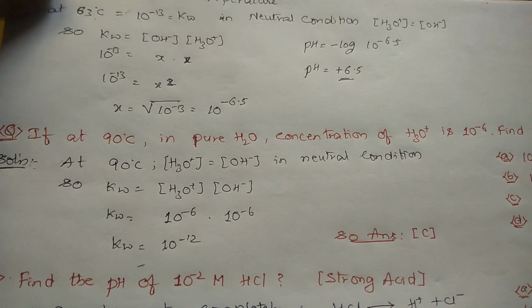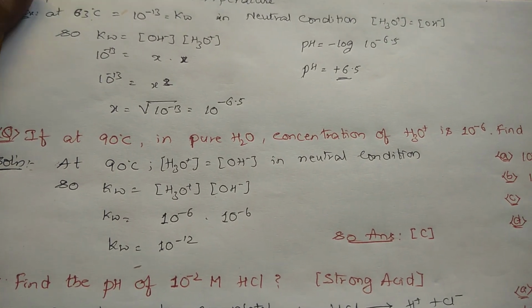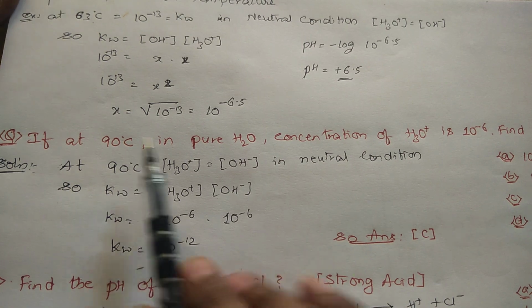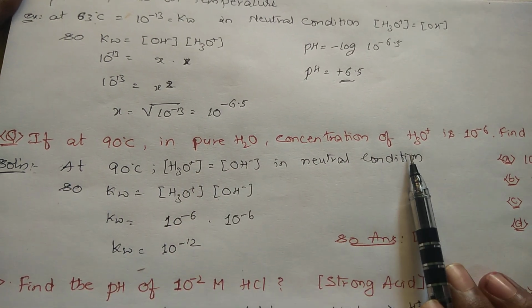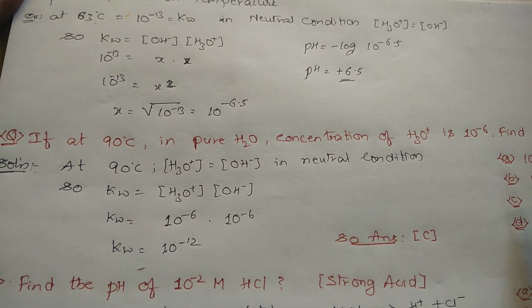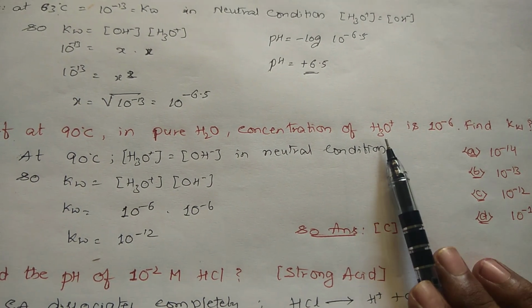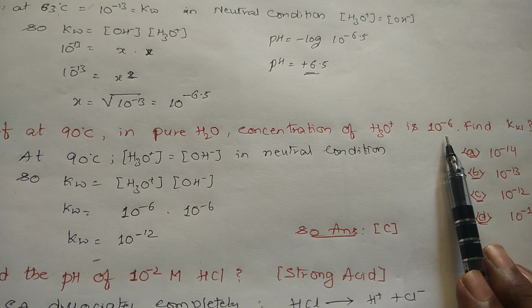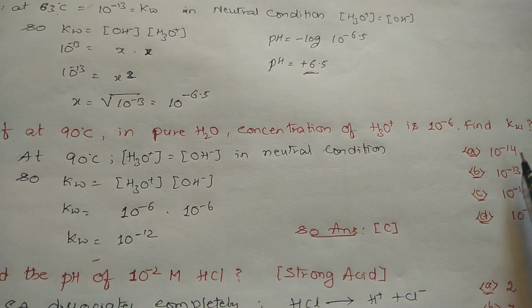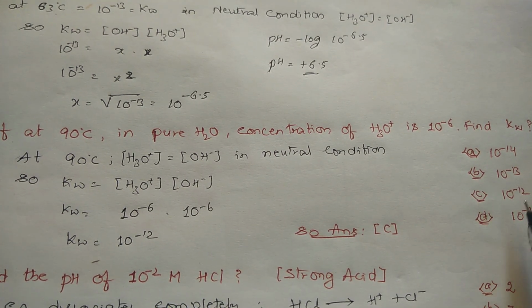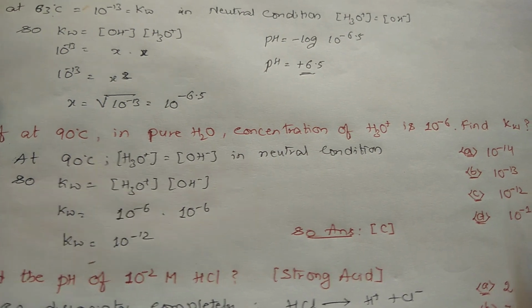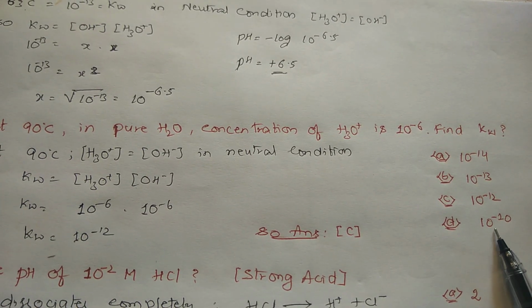Students, let us go into the solving questions. If at 90 degrees in pure water, the concentration of H3O plus is 10 power minus 6, find Kw. So he is asking to find Kw, and he has mentioned the H plus concentration is 10 power minus 6. Options are A 10 power minus 14, B 10 power minus 13, C 10 power minus 12, D 10 power minus 10. This is the question that has come in the IIT JEE exam.